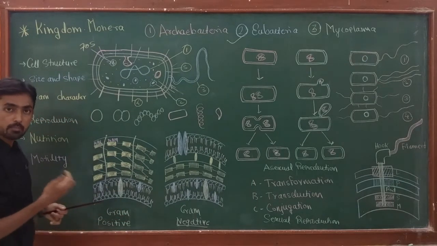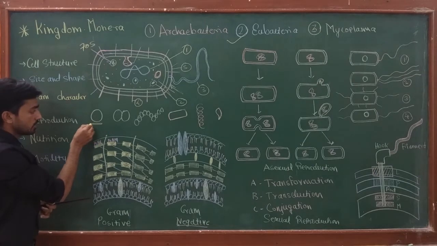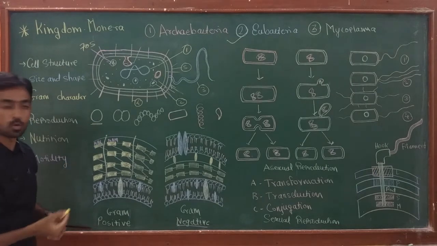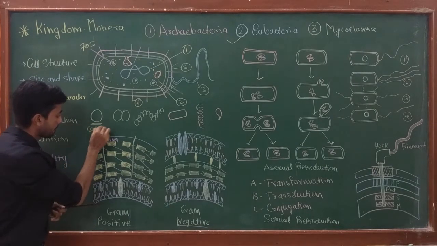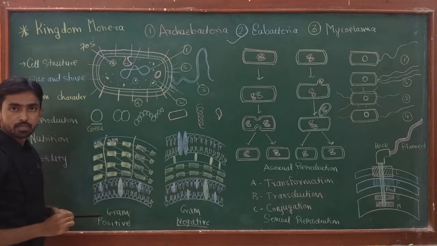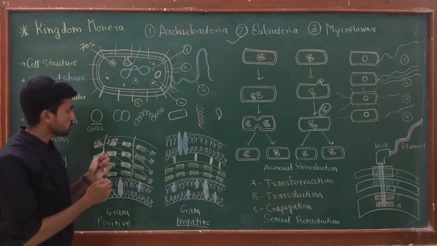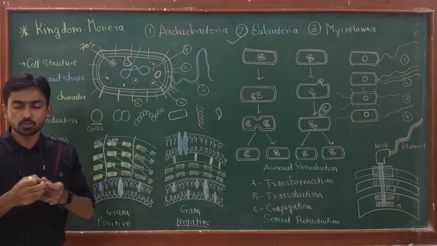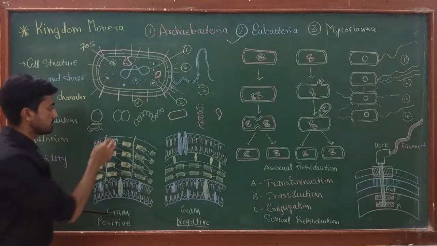Like some bacteria have a circular shape which is called cocci. Okay, then sometimes two cocci remain attached to one another and it is called diplococci.